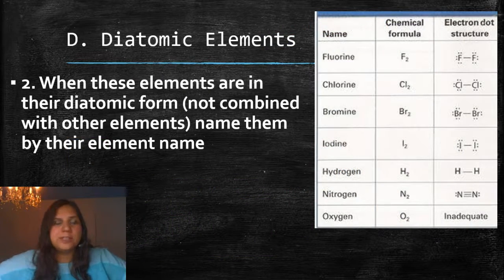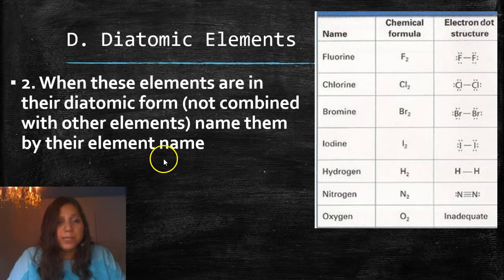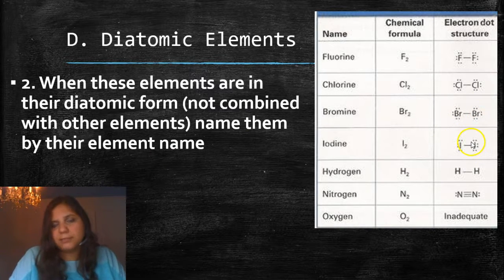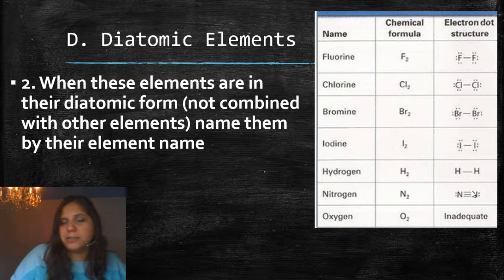Okay. For these diatomic elements, when you're naming them, here's what you do. When these elements are in their diatomic form, meaning they're not combined with any other elements, they're simply just F2, Cl2, Br2, I2, and so on. You name them by their element name. So over here, this molecule is just bromine. This is iodine. So even though it's just the element's name, it's referring to the iodine molecule or the nitrogen molecule. Here you can see their electron dot structures. You can see that they're sharing electrons in order to form these elements or diatomic molecules.